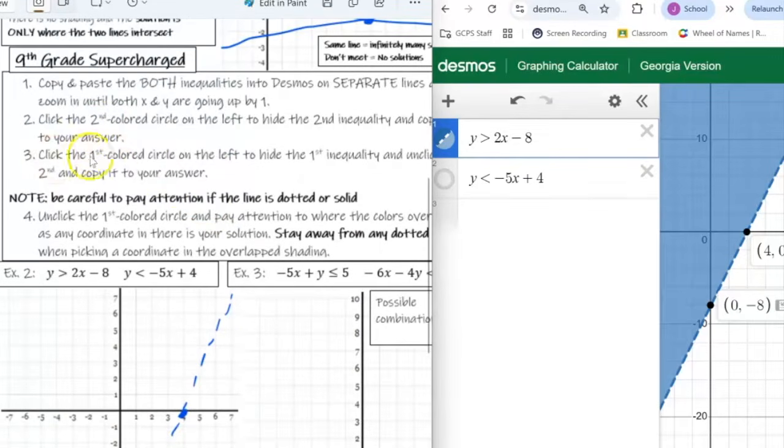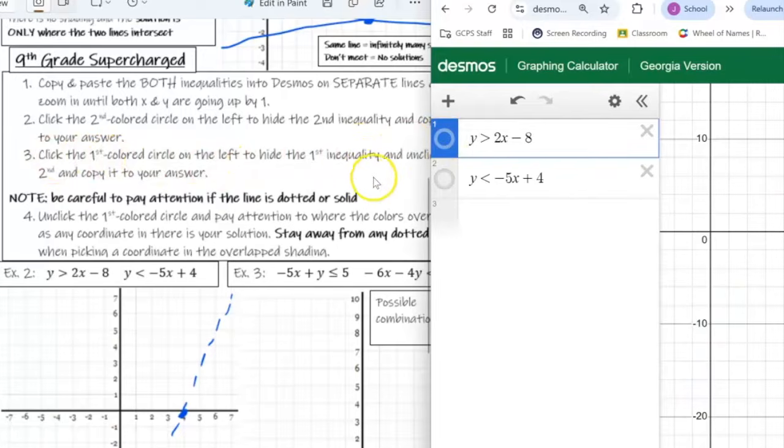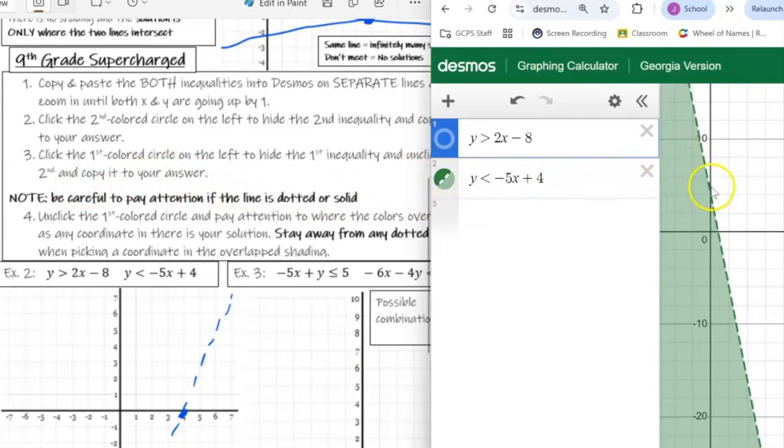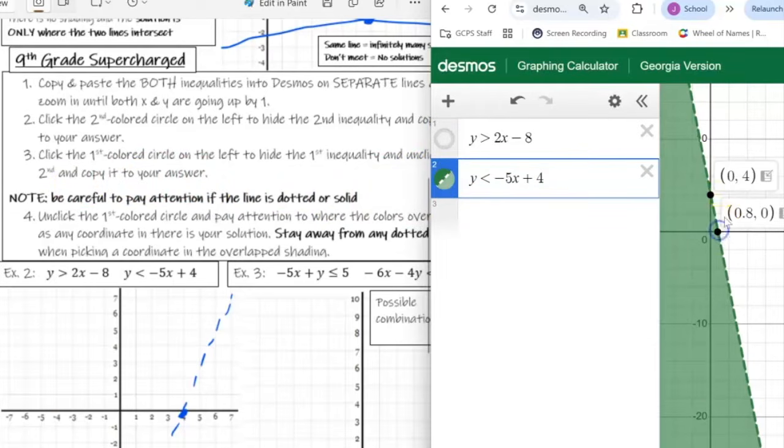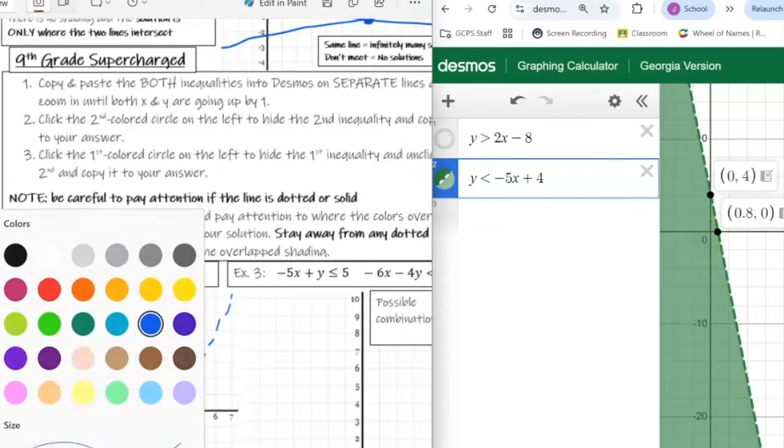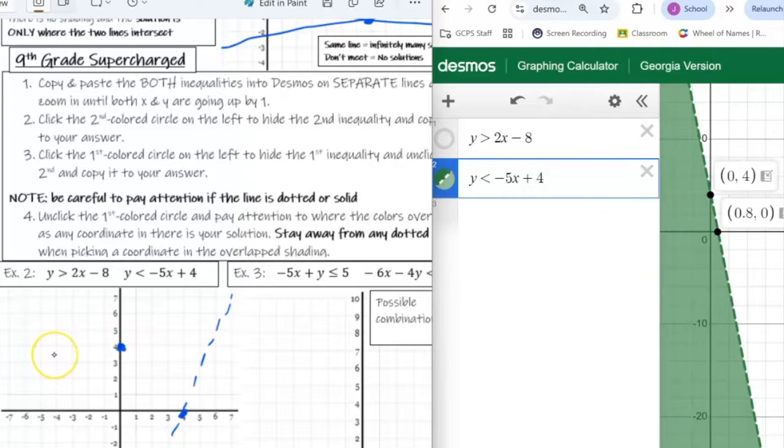Okay, then it says click the first colored circle on the left to hide the first inequality, and unclick the second one and copy that one to your answer. So again, if it goes through the x-axis perfectly, it's going to be great. It doesn't. So it doesn't go through the x-axis perfectly, so you can't estimate it, but it does go through the y-axis perfectly. So I'm going to graph that one, which is 0, 4 on the y-axis. And you can use a different color pencil. In this case, you can use a pen and a pencil, or you can grab a color pencil for me.